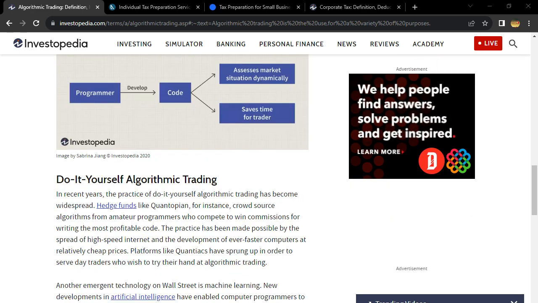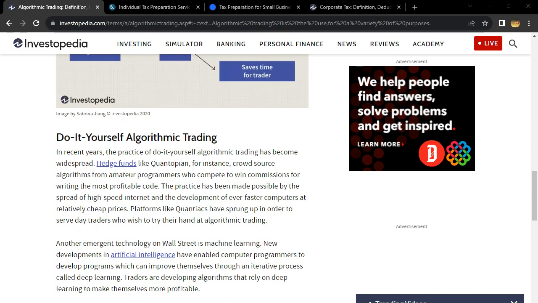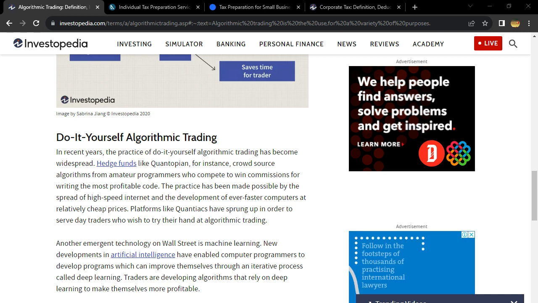Do it yourself algorithmic trading. In recent years, the practice of do it yourself algorithmic trading has become widespread. Hedge funds like Quantopian, for instance, crowdsource algorithms from amateur programmers who compete to win commissions for writing the most profitable code. The practice has been made possible by the spread of high-speed internet and the development of ever faster computers at relatively cheap prices.